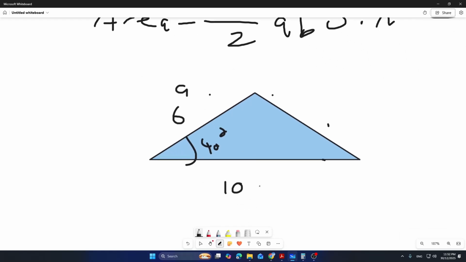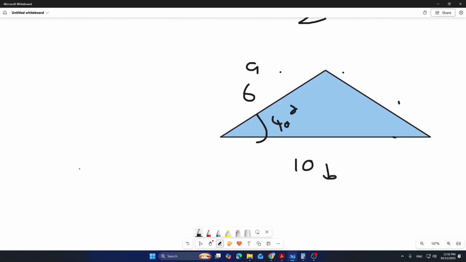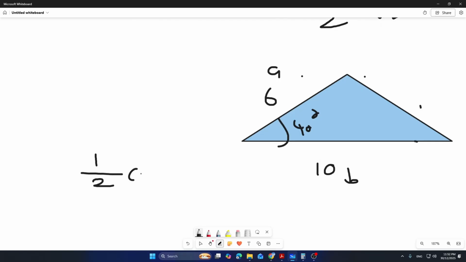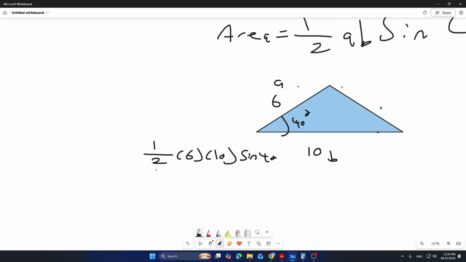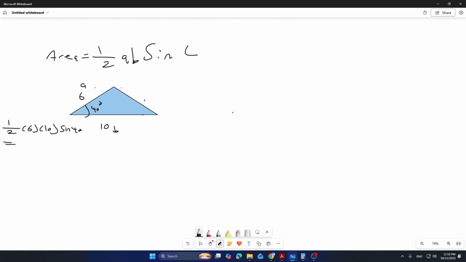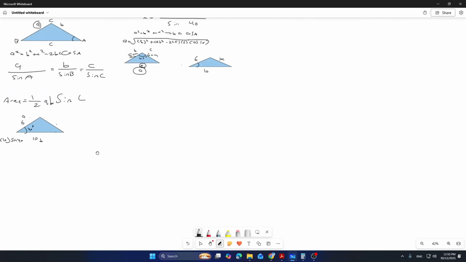Let's take this as A and this as B, and this is going to be sine C. So the area of this triangle will be half times 6 times 10 times sine 40, which is this one. And this is our answer, whatever we get on the calculator. This is how to find the area. Now this is all done with triangles. Now we move on to one more thing.